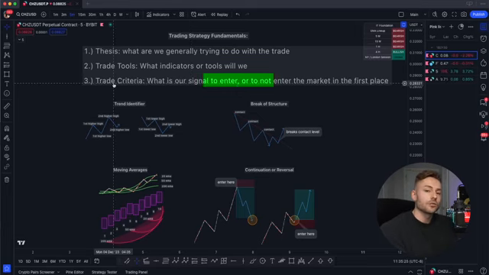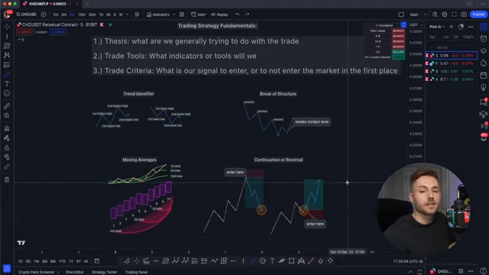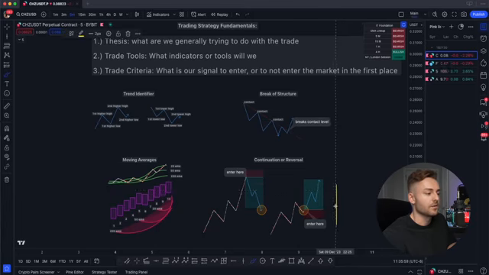Okay, the third thing is trade criteria. So what are our signals to enter the market? What are our signals to exit the market? And what are some signals for us to not enter the market at all and avoid taking bad trades? The systems we're going to be talking about today are going to be continuation systems. So we're going to be following the current trends and profiting off of the current move of the market.